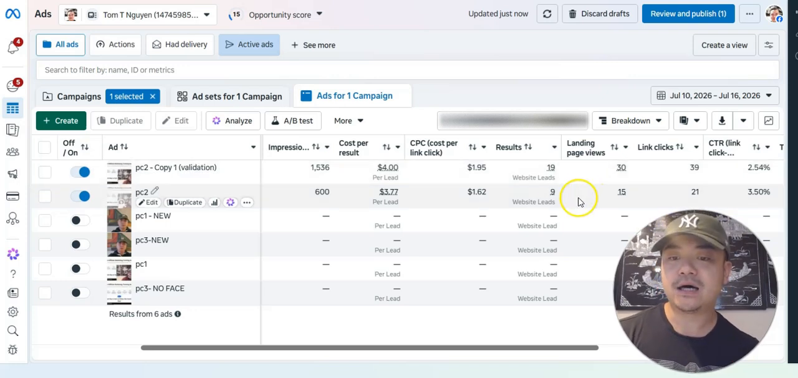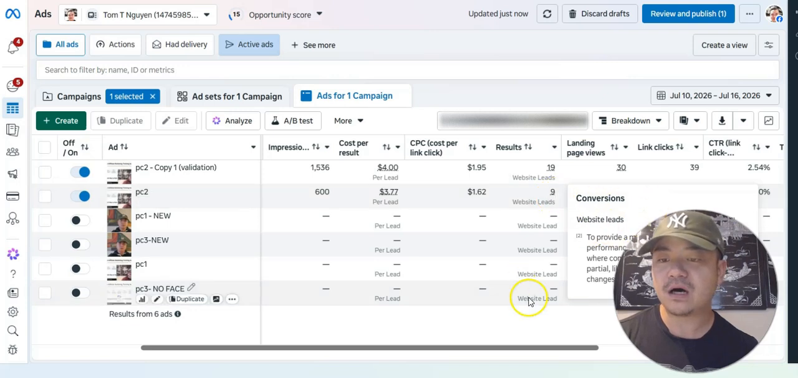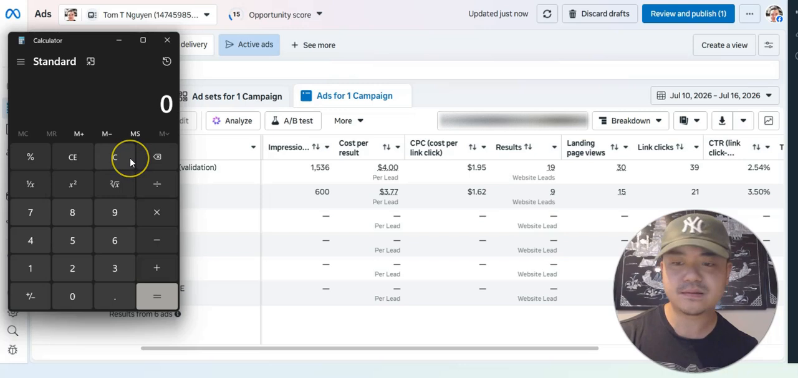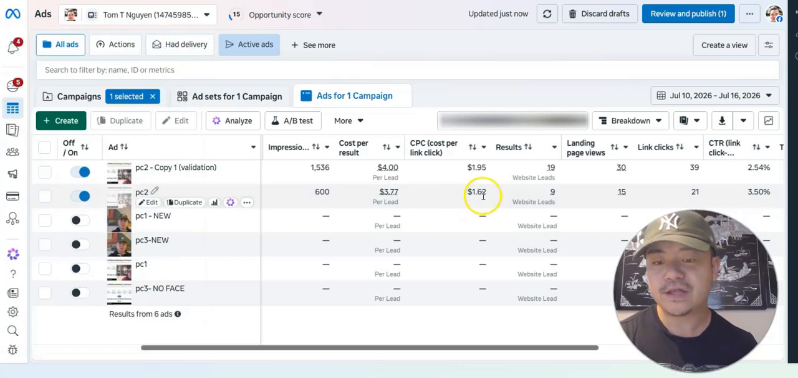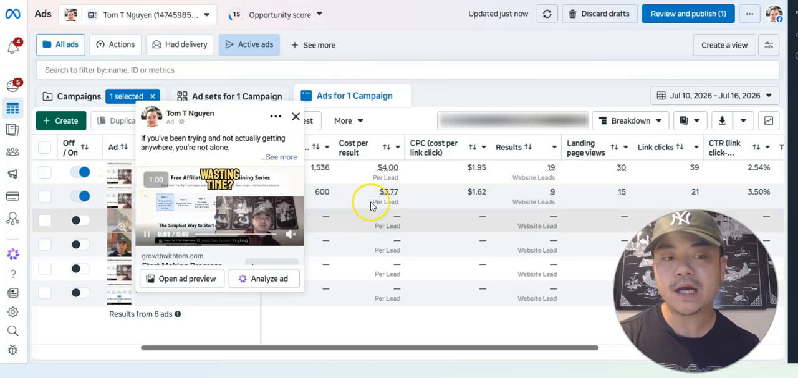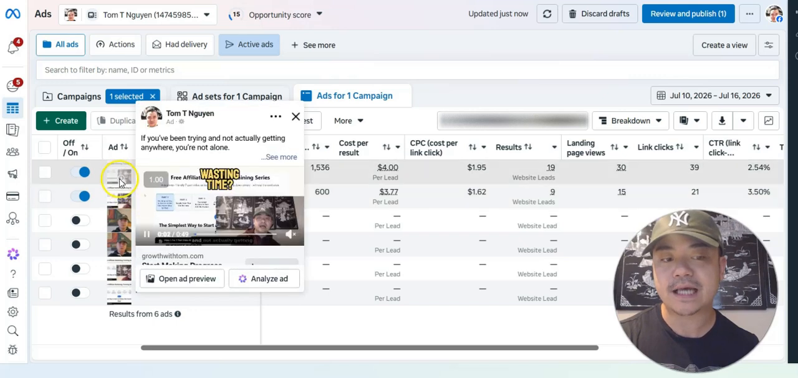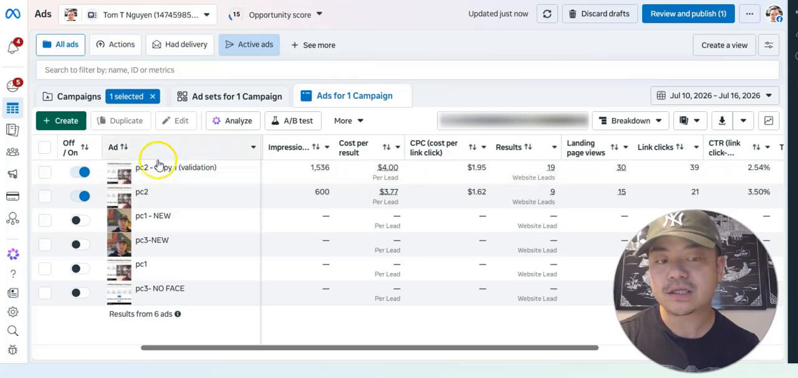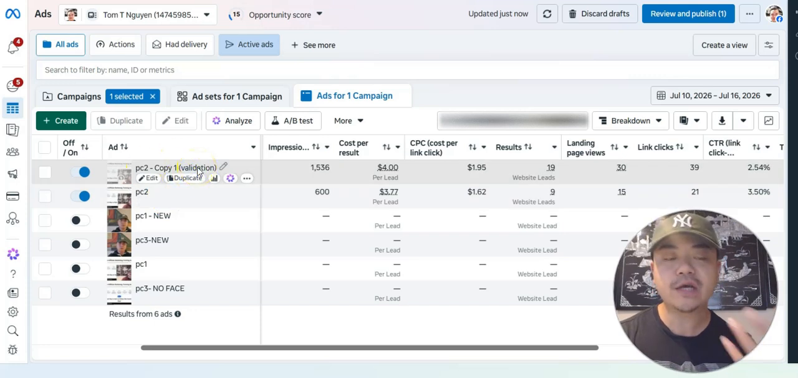Okay. You guys can see 9 divided by 15. I believe that's like 60%. Yep, 0.6 times 100. Yeah, so 60% email opt-in rate. So for this ad, what I did right here is that this one is performing very well, okay? So what I did was that I duplicated this ad, because this ad is working, so I duplicated it, and I'll show you guys more about it.